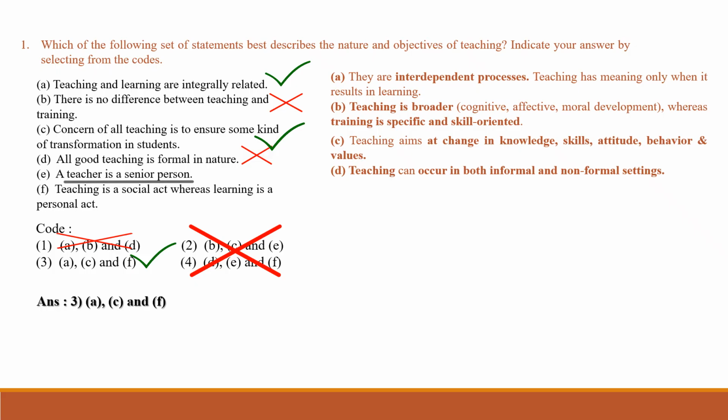Option E. A teacher is a senior person. This is also incorrect. Teaching is a role, not something dependent on age or seniority. What is required is a deep understanding of the subject, teaching aptitude, the ability to communicate effectively, and continuous updation of knowledge to make learning relevant and understandable.